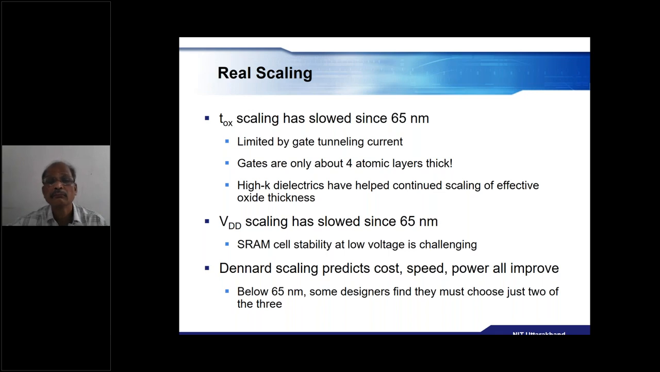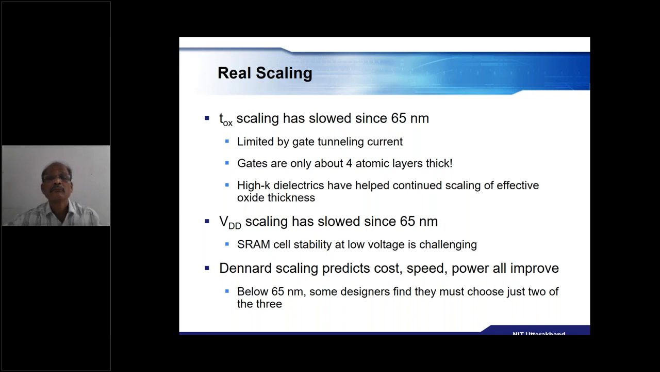In MOSFET, we say that the input impedance is actually infinite, or very high. But what will happen if the charge coming from the source side goes to the gate? Then there is a gate current, the input impedance will become lower, and the efficiency will become less. So this is one physical limit.